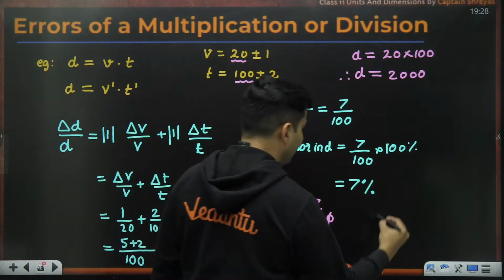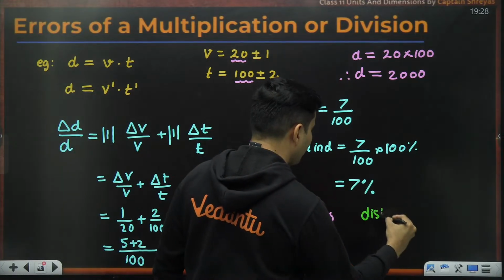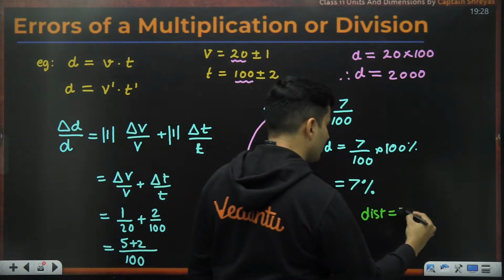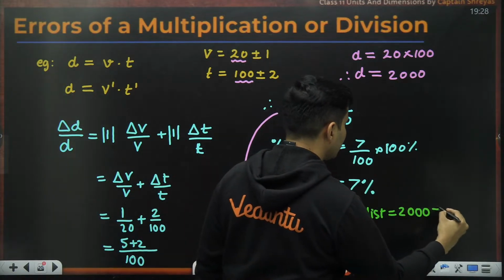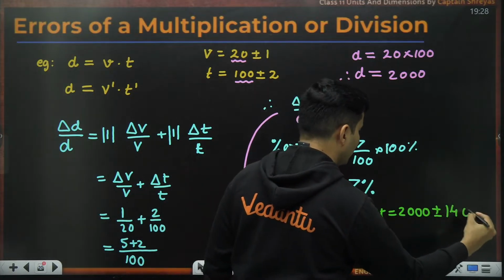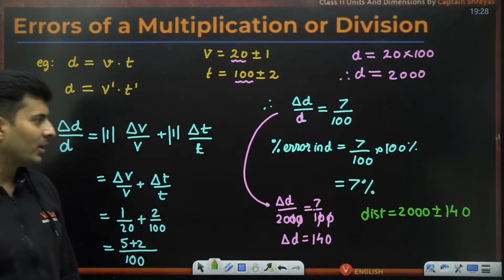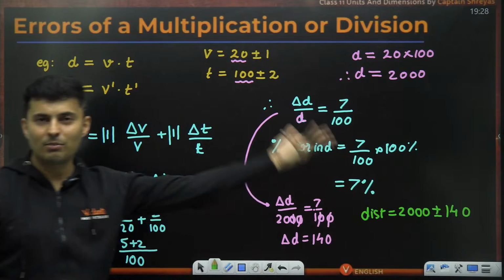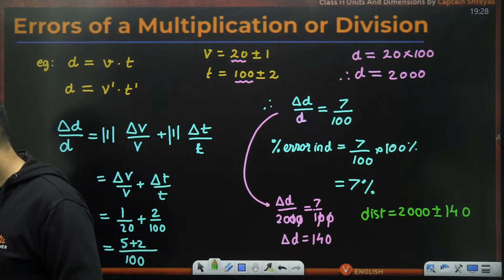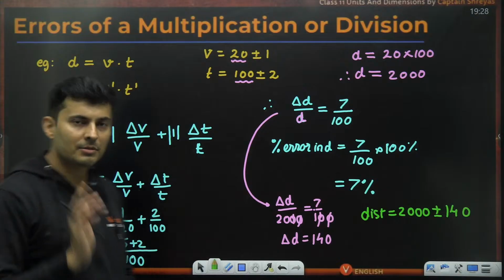Hence, our final answer for the distance: most likely the distance is 2000, but plus minus, I should put 140. Plus minus 140. So that's how you can take care of multiplication. Very easy, simple. Yeah, clear at this point?